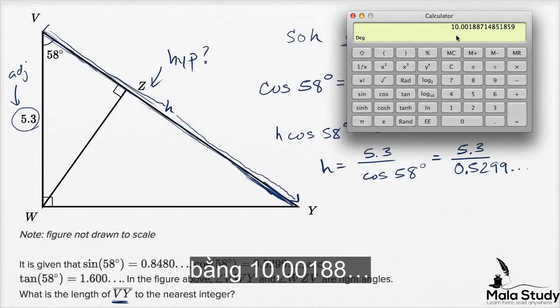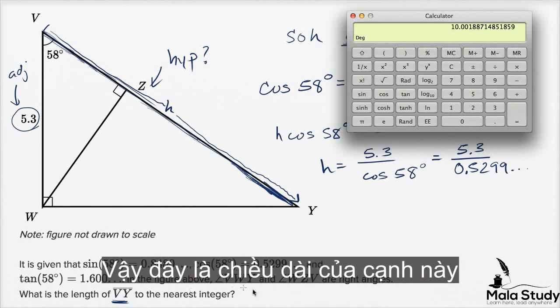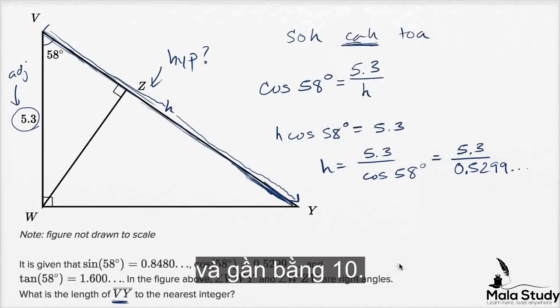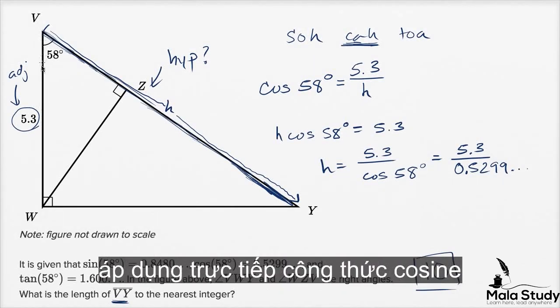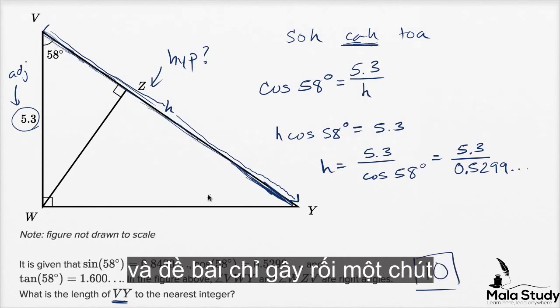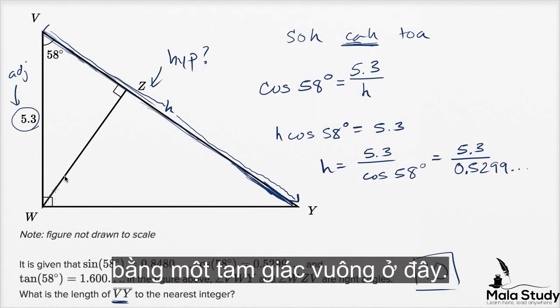But I'm just going to make sure we're using the same numbers here. So this is going to be equal to, we'll round it to the nearest integer. Well, even to the nearest hundredth, this is going to be equal to 10. So the length of this side over here is going to be equal to 10. Now, this is an interesting problem because this was a pretty straightforward application of the definition of cosine, and they just confuse you a little bit by drawing this other right triangle here.